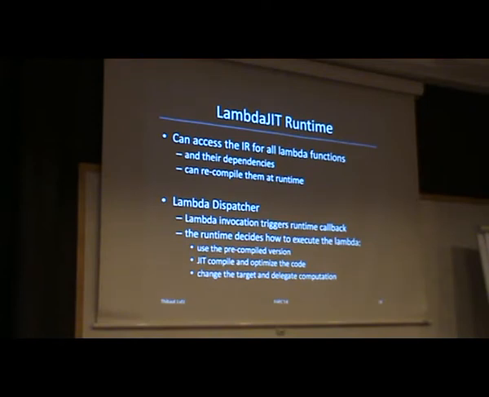Then the runtime decides how to execute this function, and it has basically three choices. Either use the precompiled version that is already part of the binary, so this one has almost zero cost. There is already a normal version of the Lambda in the binary that is precompiled. Or we can choose to recompile the code at runtime and inject runtime values to specialize the code. Or we can decide to delegate this to a compute accelerator.